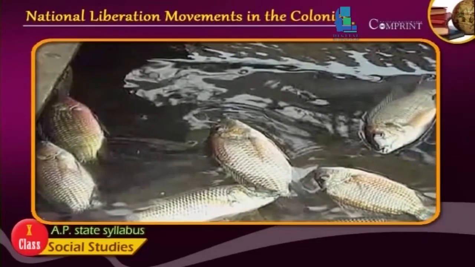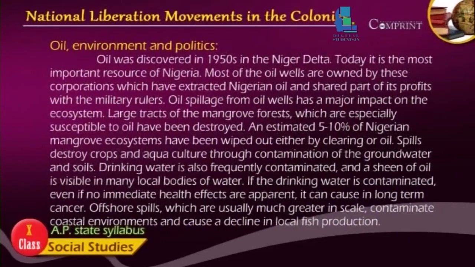Drinking water is also frequently contaminated and a sheen of oil is visible in many local bodies of water. If the drinking water is contaminated, even if no immediate health effects are apparent, it can cause long-term cancer. Offshore spills, which are usually much greater in scale, contaminate coastal environments and cause a decline in local fish production.